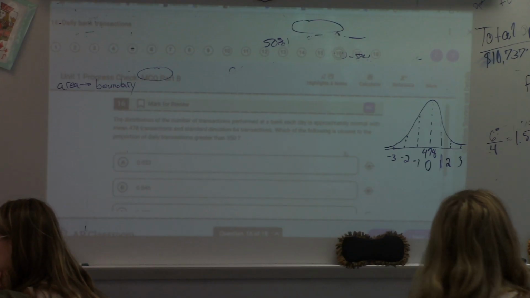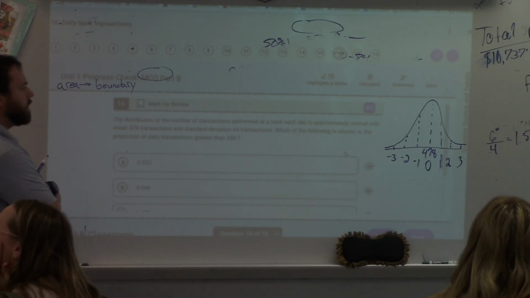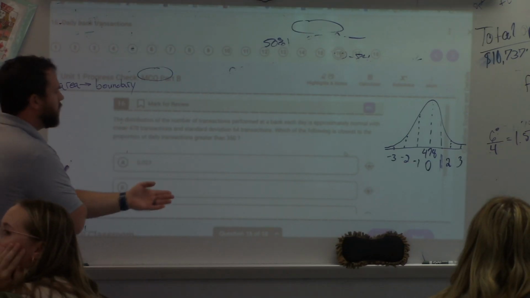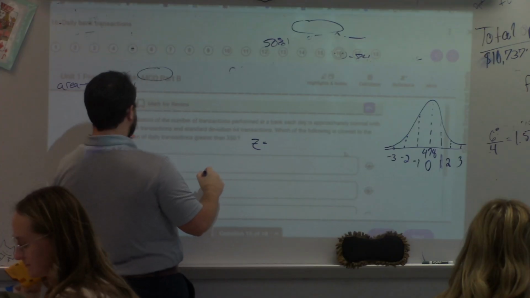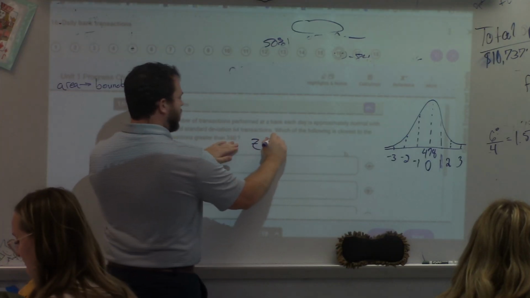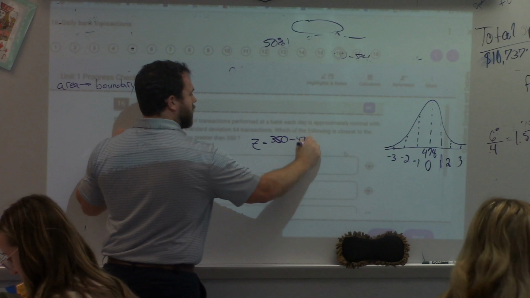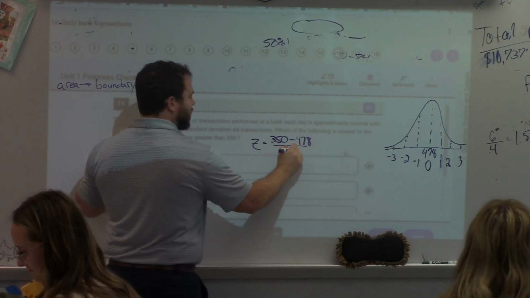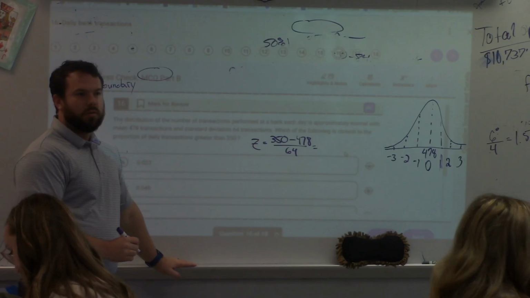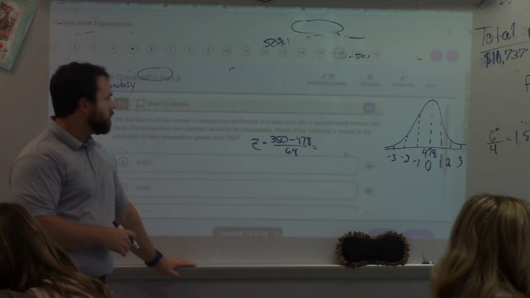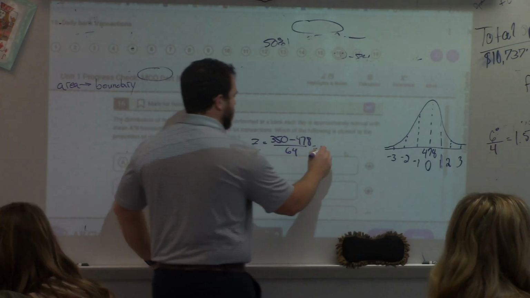Which of the following is the proportion of daily transactions greater than 350? Notice, I made the z-distribution, z-scores, so I need to calculate a z-score. Value, 350, minus the mean of 478, divided by a standard deviation of 64. What's my z-score? Someone calculate it. Oh, it's negative 2, right?